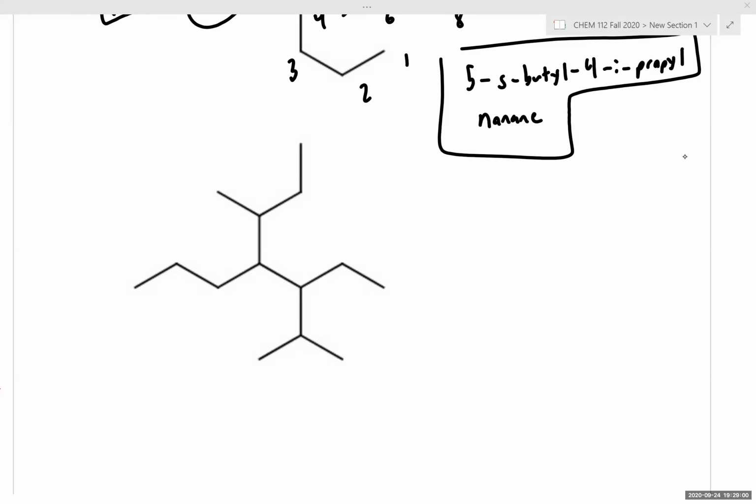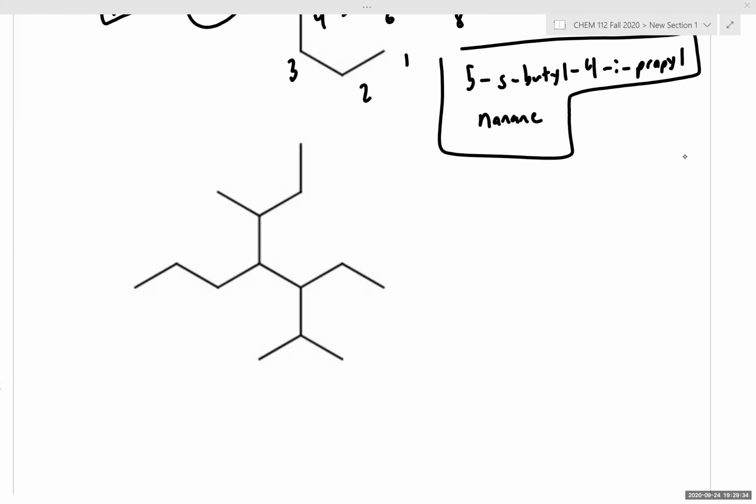So let's work on this next example, and don't be shy to try using the annotate feature to write out your carbon numbers. It's also great for note-taking for structures if you're taking notes on your own document. If you need help with that, just let me know and I'd be happy to work with you during office hours to show you how to use the annotate tool.